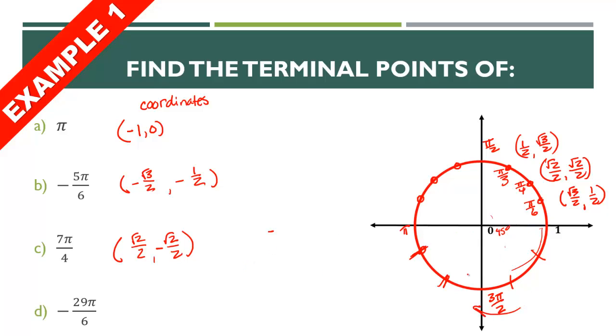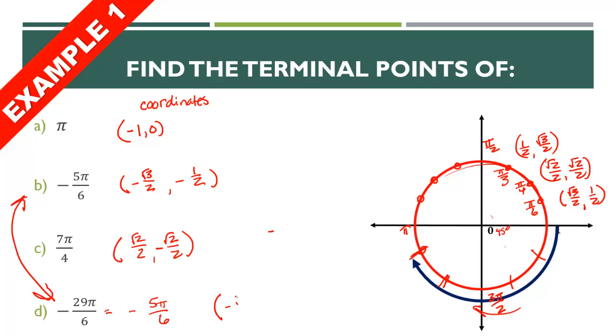So 29 minus 6, that's 23. 23 minus 6, that's 17. 17 minus 6 is 11. 11 minus 6, that's 5. Okay, so basically I get down to where I can't subtract 6 anymore. I've got 5 pi over 6. And I just say, okay, well, that's over here, which again, as we saw, these two are the same thing. So this is also going to be at negative root 3 over 2, negative 1/2.